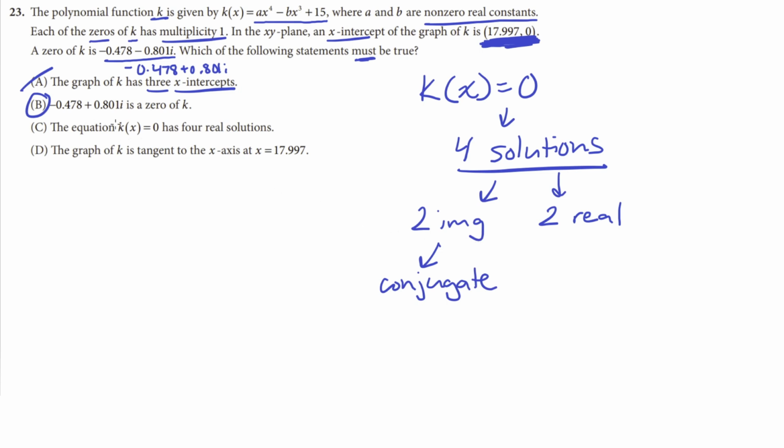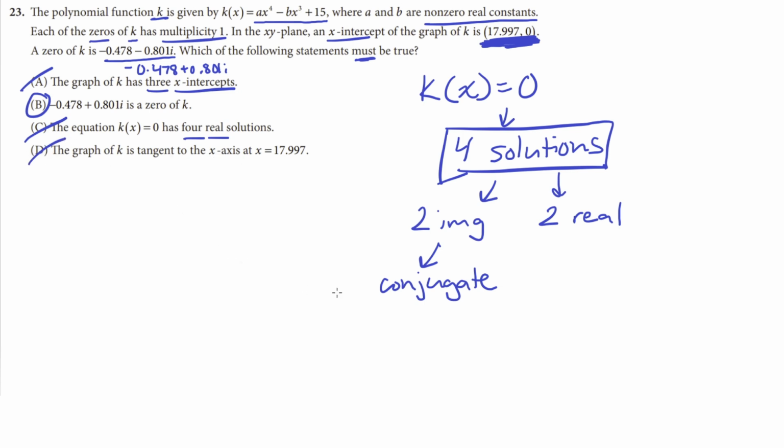imaginary solutions. The equation k of x equals 0 has 4 real solutions. This is false. There are 4 total solutions. We know this because the highest degree is 4. But 2 of them are imaginary and only 2 are real, because we're told that this imaginary number is a 0 of k.